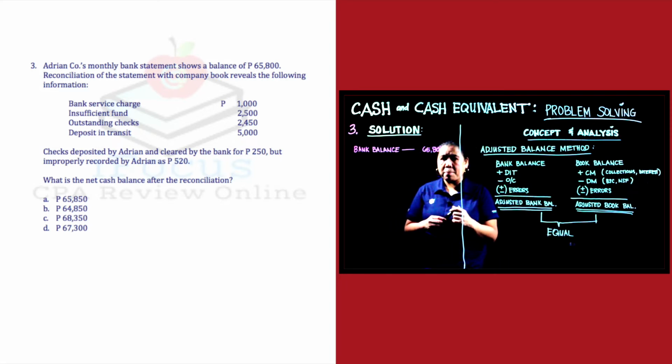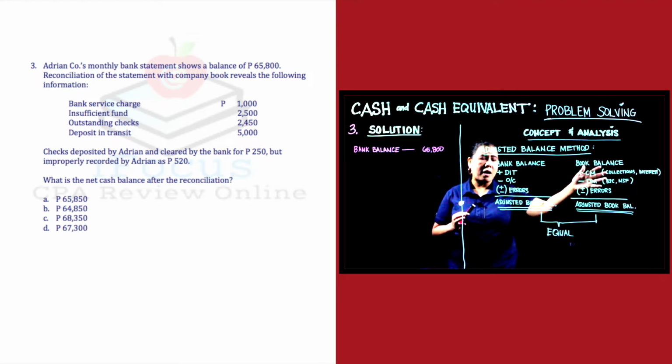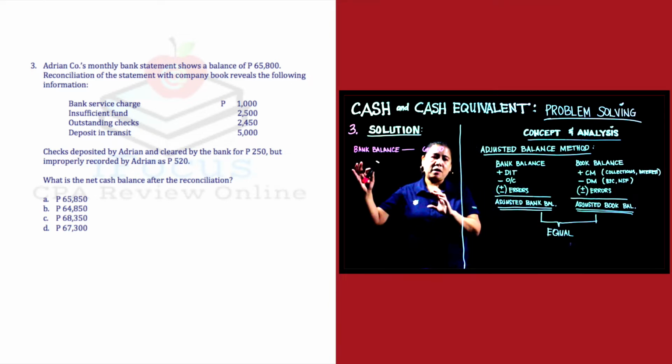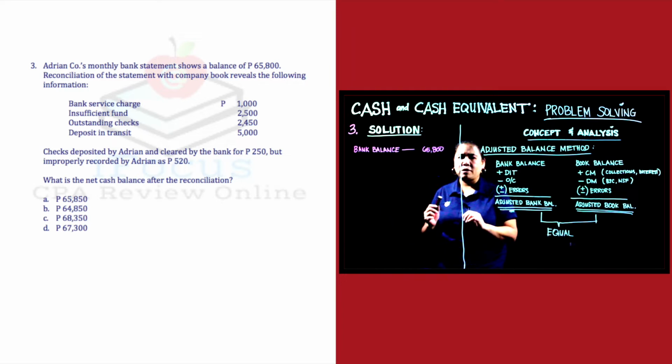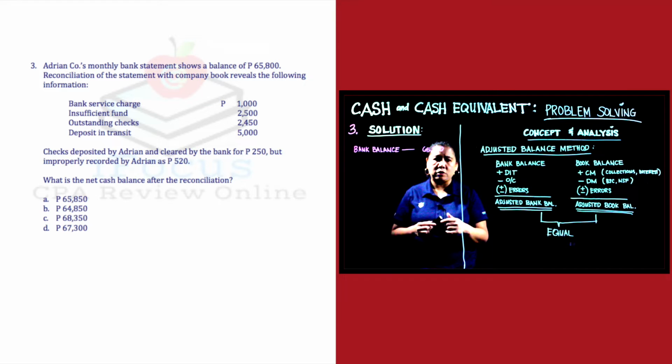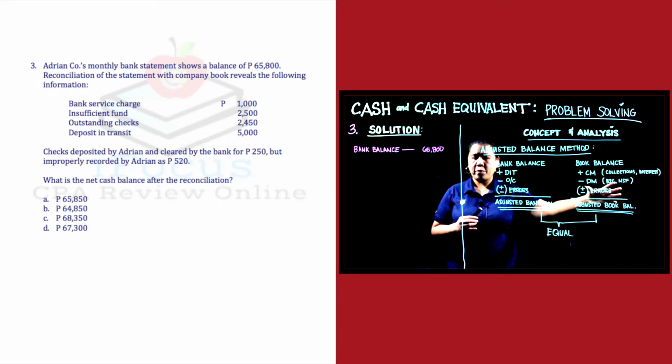First item is the bank service charge. Yan po ay debit memo. So, kasama yan sa reconciling item ng book balance. So, hindi natin yan isasama sa bank balance natin. Sa reconciling item ng bank balance, ano lang ang kailangan natin is the deposit in transit and the outstanding check. Now, the second item is insufficient fund of 2,500. That's another debit memo. Okay?